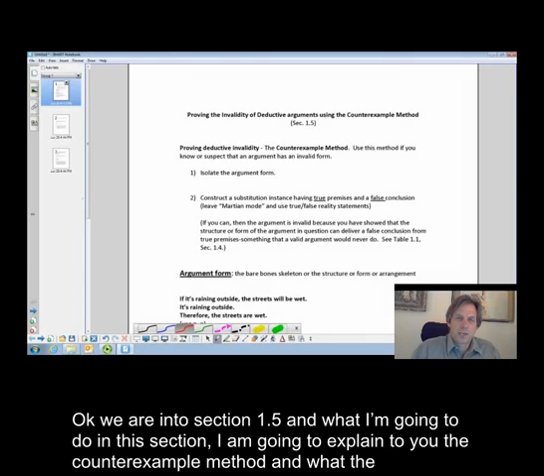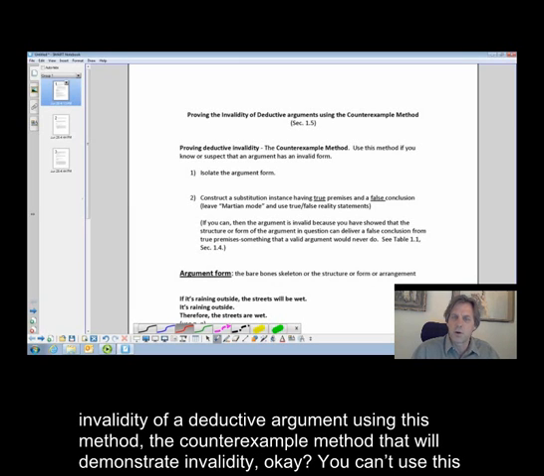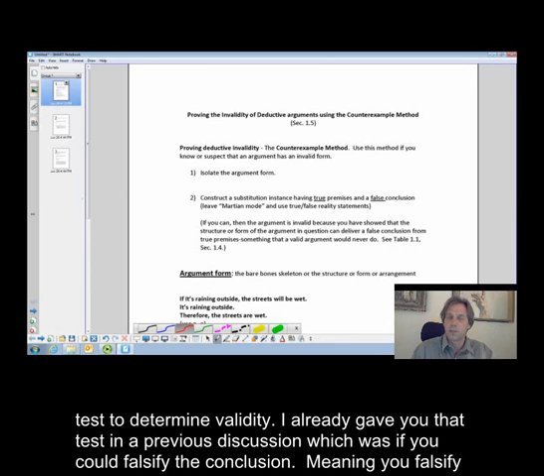Okay, we're into section 1.5, and in this section I'm going to explain to you the counterexample method. The counterexample method is a method you can use to determine and demonstrate that a deductive argument is invalid. You can prove the invalidity of a deductive argument using this method. That will demonstrate invalidity. You can't use this test to determine validity.